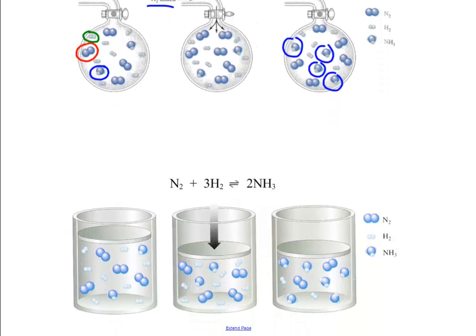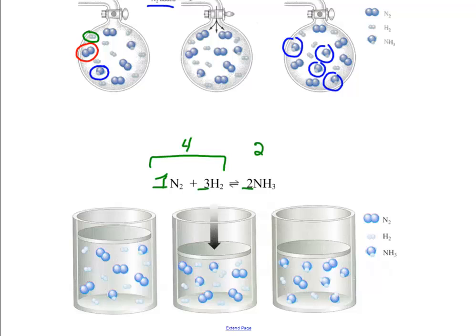Now we're not adding particles, we're just changing the volume in which they exist. The equilibrium here is going to shift, not because I'm changing the number of moles, but because I'm looking at pressure and actually moles of each thing. So here I have 1 mole of nitrogen, 3 moles of hydrogen, and 2 moles of ammonia. So my total number of moles of reactants is 4. My total number of moles of products is 2.